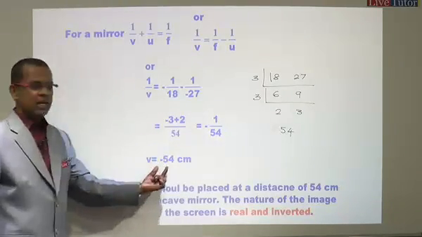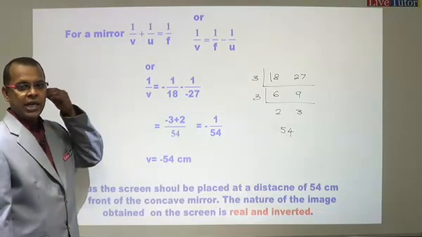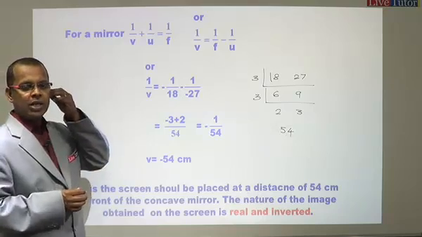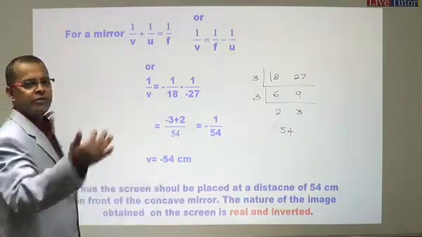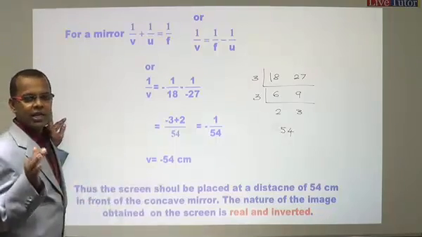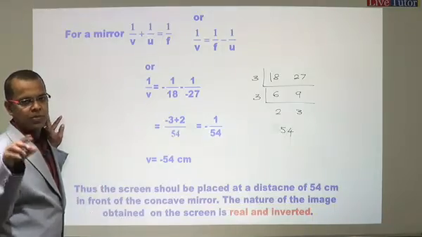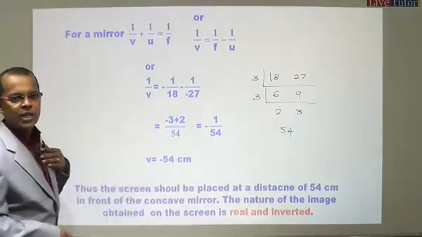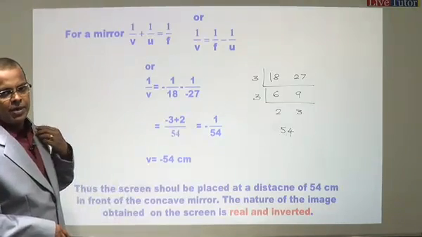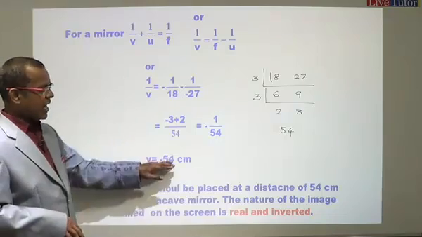So v, the image, is at a distance of 54 centimeter in front of the concave mirror. Because it is a concave mirror, v negative means it is in front of the mirror. For a concave mirror, the image is obtained in front of the mirror. Except the last point, the 6th point, for all the other positions, the image is in front of the mirror. So it is minus 54 centimeter. Okay. So this is the point you have to try up to this one.